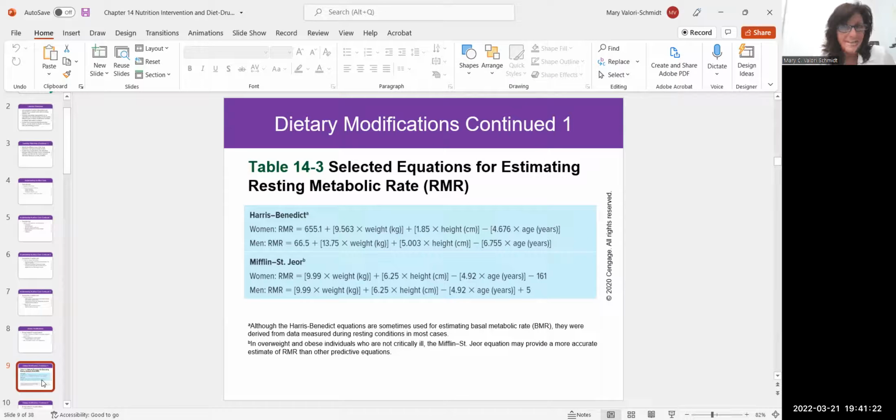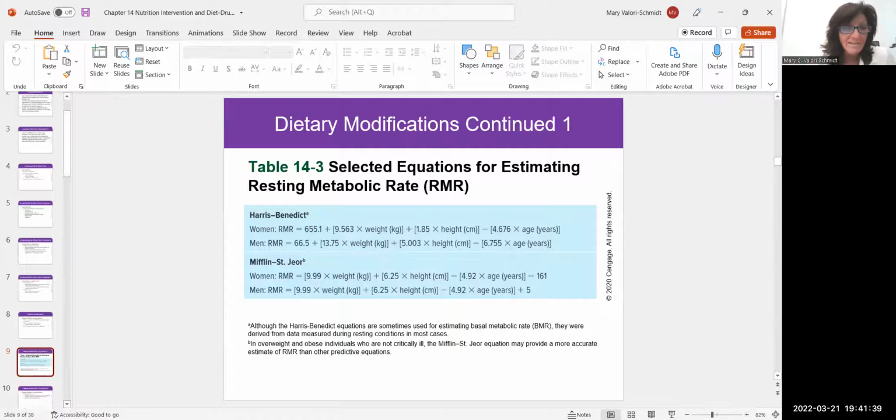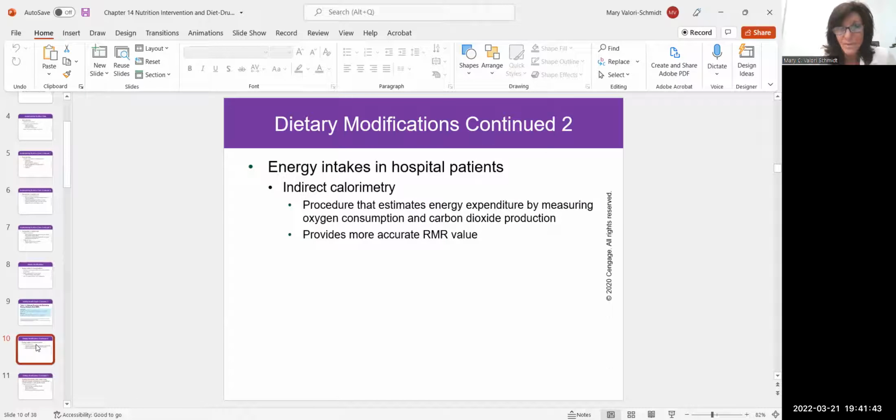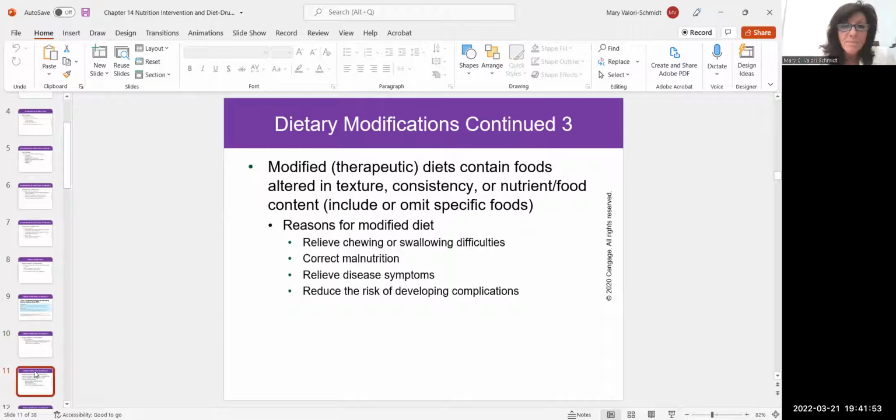So there's a table on slide 9 that gives the equations that are used for estimating that resting metabolic rate. And there are 2 kinds of equations, the Harris-Benedict and the Mifflin-St. Jeor. I will tell you right now, don't worry about it. That's not something that we typically do. The dietary department will typically do that if they need to really get those kinds of specific numbers. And then we'll talk about dietary modifications.